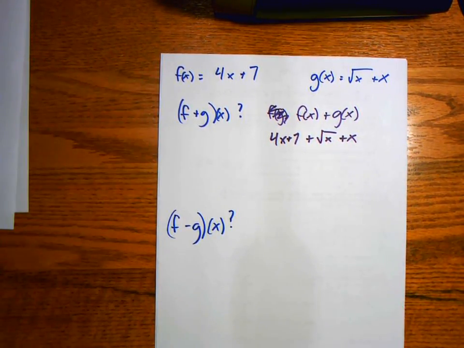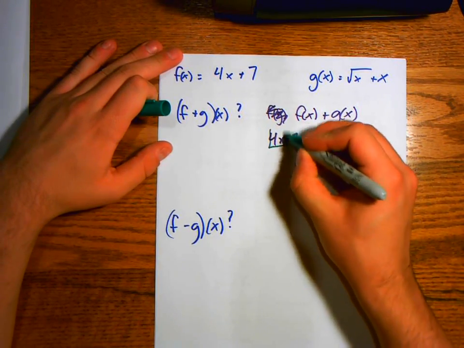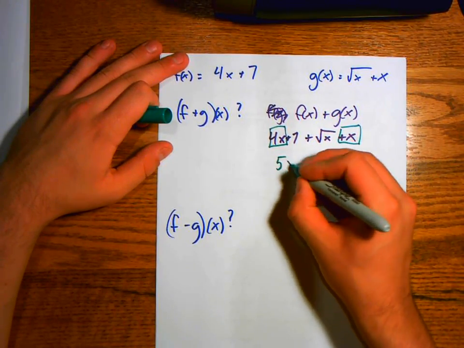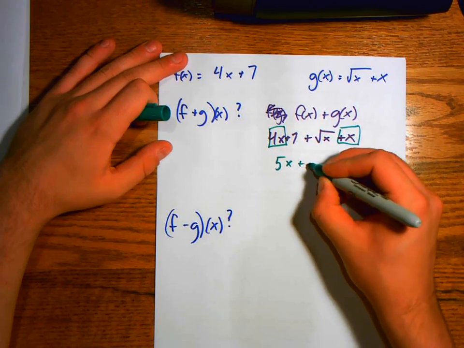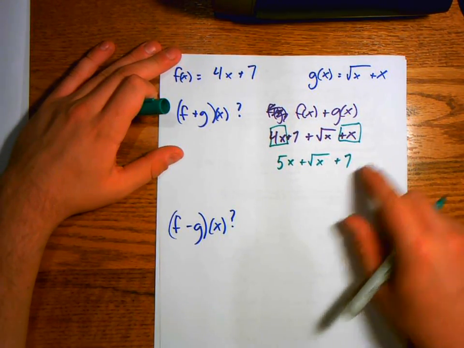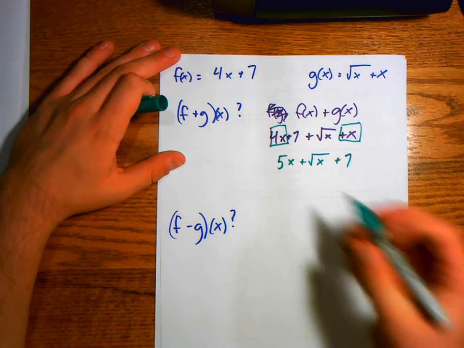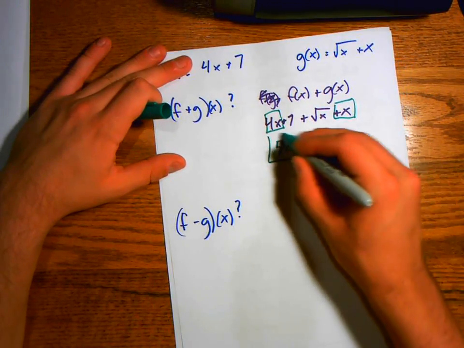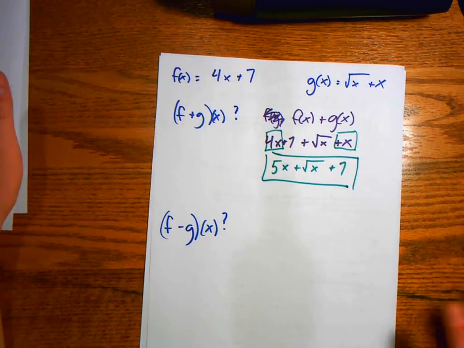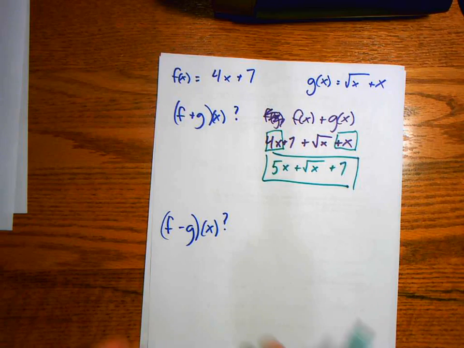Now the only terms that you can combine in this expression are your x's. So we have 4x and a positive x, which can be combined, and it's 5x, and we have plus the square root of x and plus 7. I prefer to write my numbers last and all of my x's first, and this is what f of x plus g of x simplifies to. There's nothing else you can combine. It's exactly like that the way it is.